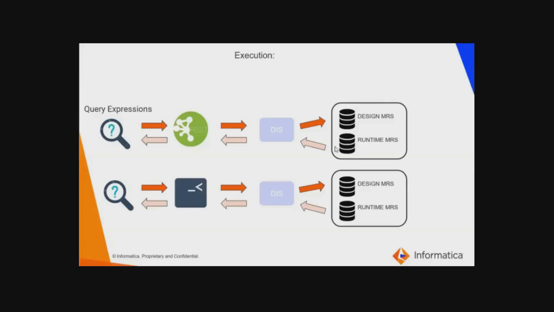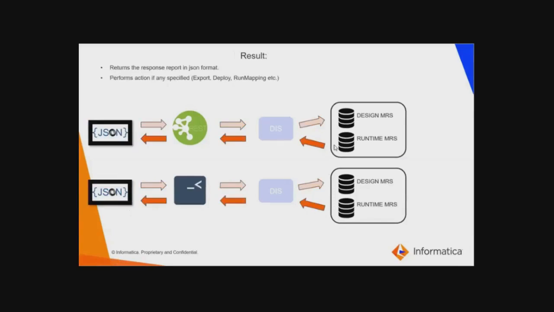When you are making a call to design MRS, it is going to need only the DIS MRS related information. And when you are doing something to do with the applications at runtime, it would be the DIS which is taking the request and also taking care of processing the request for you. Once this query is provided, the DIS would look at getting the response to you, and the response is always in JSON format.